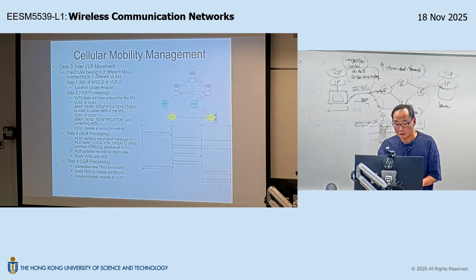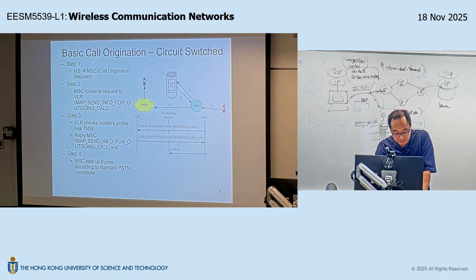Is that clear? Okay. So once again, if you just look at the mobile side, the mobile side is very simple. The mobile side just needs to send a location update request whenever you hear a new location area in the idle state. Once again, okay. It's the infrastructure that determines how deep you need to update the databases. Okay.